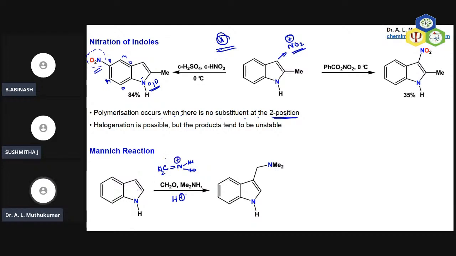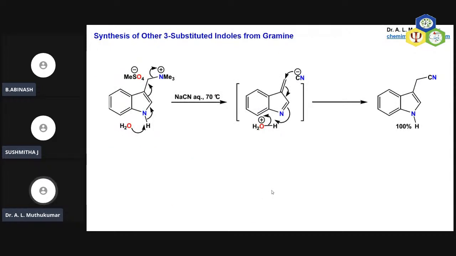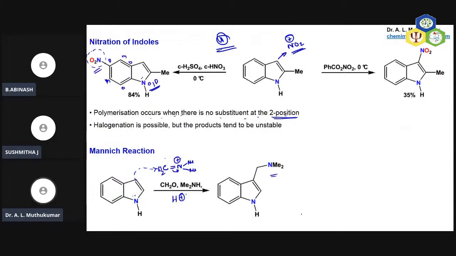We know that the reactivity of the indole ring will be at the C3 position. So the C3 position will be attacked here, and you will get the corresponding substituted product. This is a very simple reaction. Now, once this is formed, the name of this compound is gramine.